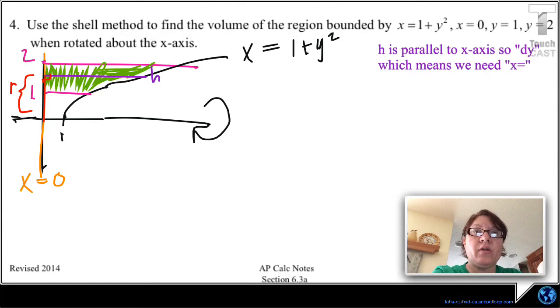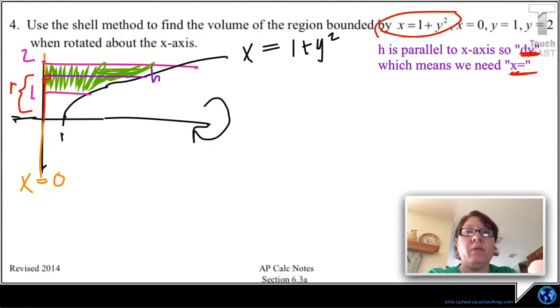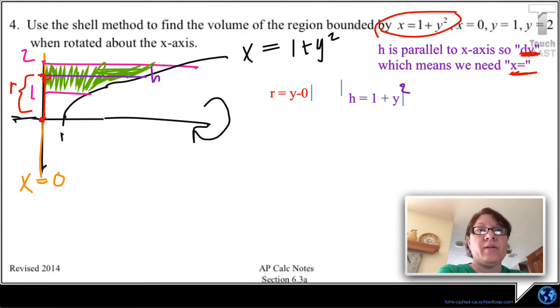So as you can see, I've drawn the graph. My height in purple is parallel to my spin axis, which means it's perpendicular to y, so I'm using dy, and therefore I need my equation x equals, which is convenient because I already had it. Alright, so I'm ready to talk about the radius. Notice the radius is a top minus bottom, so it is y minus 0, and the height is a right minus left, so it is 1 plus y squared. So I'm ready to integrate.